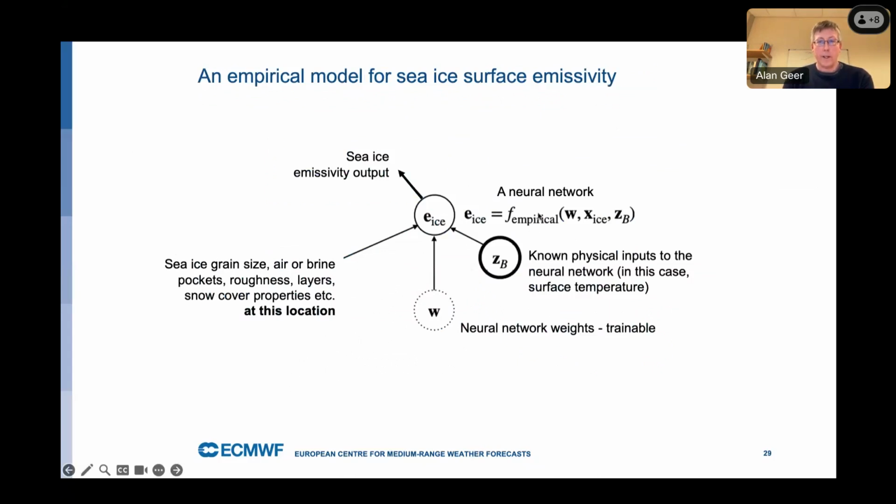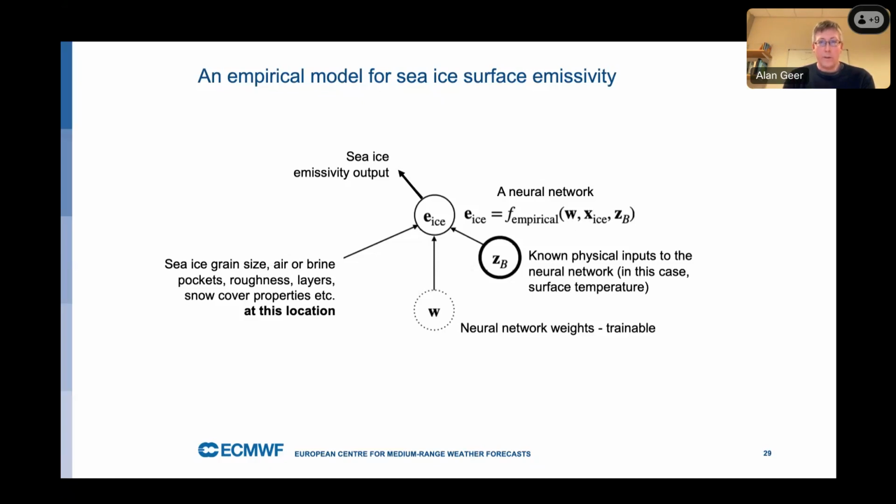So in this work, I started with a very simple neural network to give me the sea ice emissivity, and that's going to be a function of both the weights W and Z, which represents known physical inputs to that network. So for example, we do have a reasonably good estimate of the surface temperature from the atmospheric analysis, but we also need all these parameters, which I called X ice here, which represent all of the really interesting and detailed physical properties of the sea ice and the snow on top of it that actually strongly affect the radiative transfer and change the brightness temperature that you measure by hundreds of Kelvin in some cases. And those are the things that we don't know.